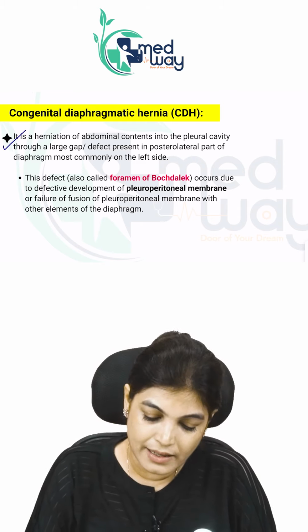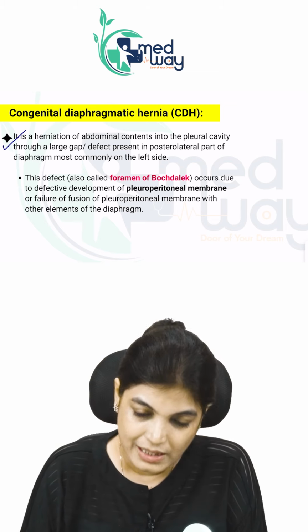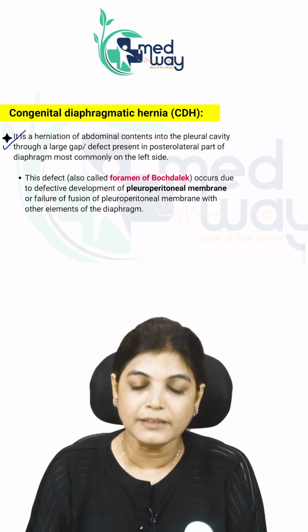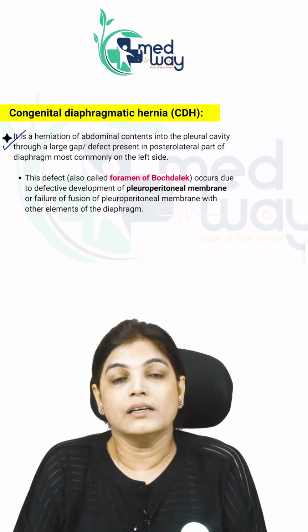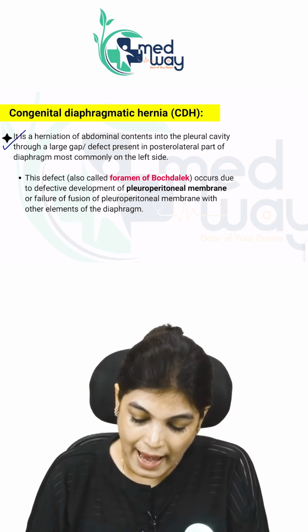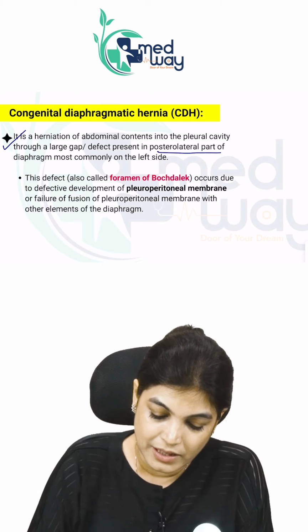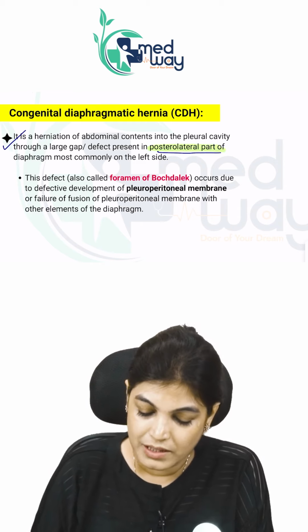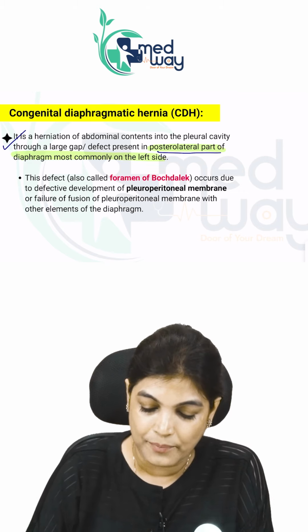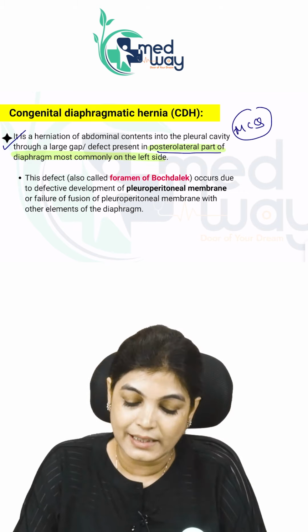So, it is a herniation. If I talk about congenital diaphragmatic herniation, it's a case of herniation of abdominal content, which will be pushing into the pleural cavity through a gap, and this gap is more commonly found in the posterolateral part of the diaphragm. Where it is found is most commonly asked in the examination, that is, which is the most common location of the congenital diaphragmatic hernia.